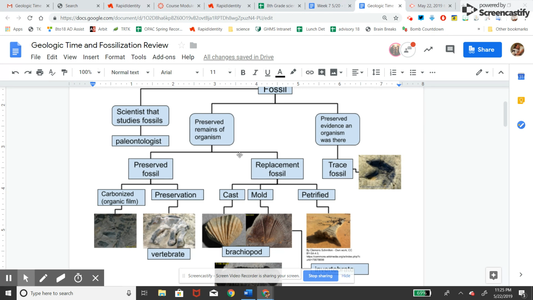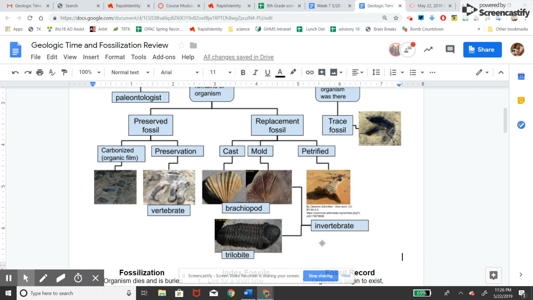Another type of preserved remains could be replacement fossils. First is a cast. That's like a three-dimensional representation of it, without any of it being the organism. Here's a mold fossil, where it's just an imprint into the rock that looks exactly like the organism. Then you have petrified, where all the parts of the organism have been replaced by minerals, and it becomes very heavy. That's the way invertebrates can be cast in molds like that. Awesome.